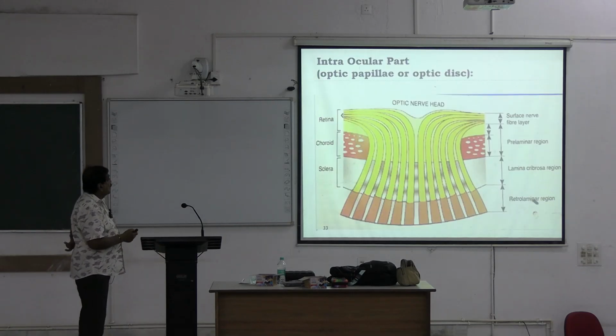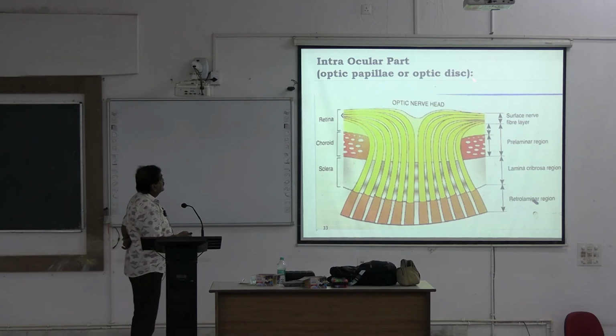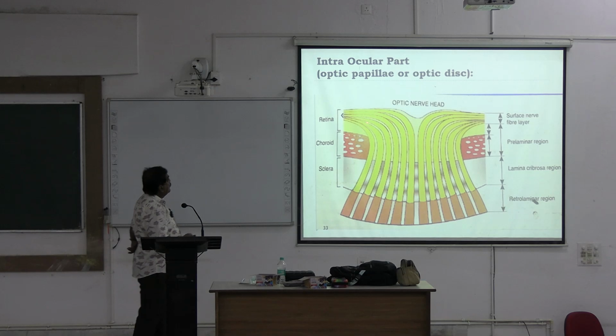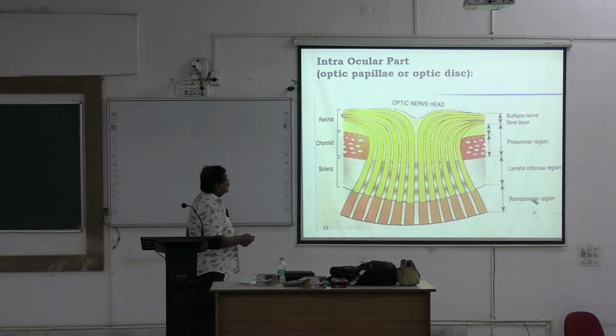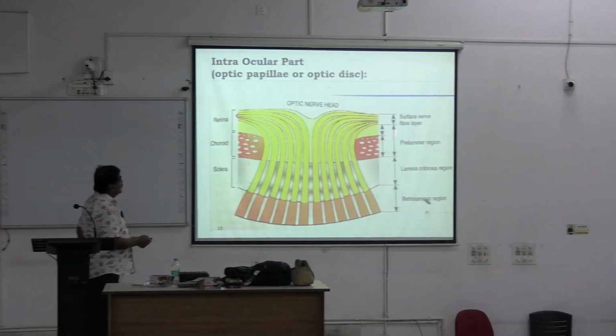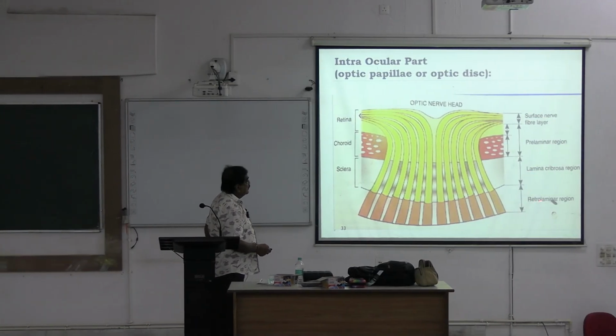Now, the intraocular part, the optic papilla or optic disc. Now, the optic nerve head: this is the retina, this is the choroid, this is the sclera. Then the surface nerve fiber layer, the pre-laminar region, the lamina cribrosa region and the retrolaminar region.